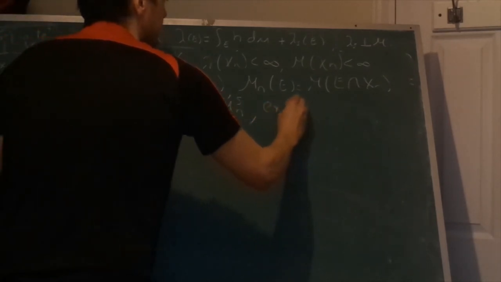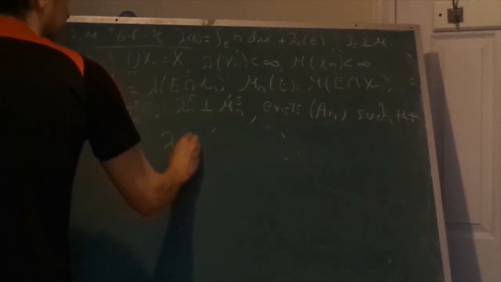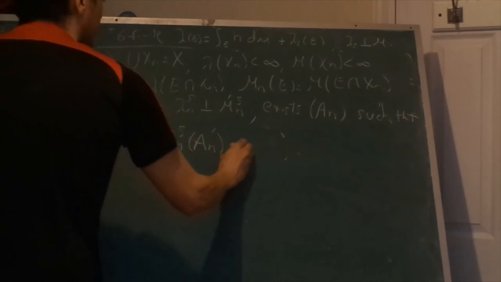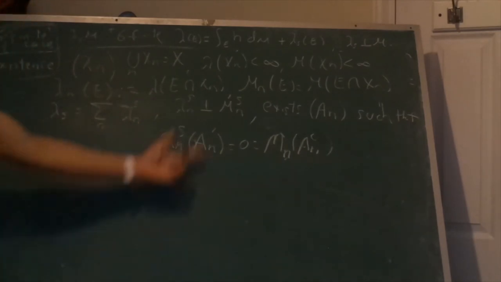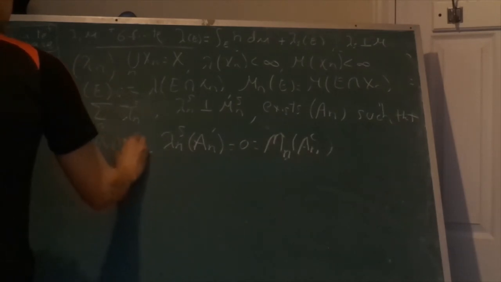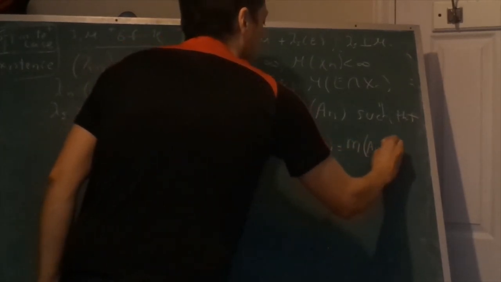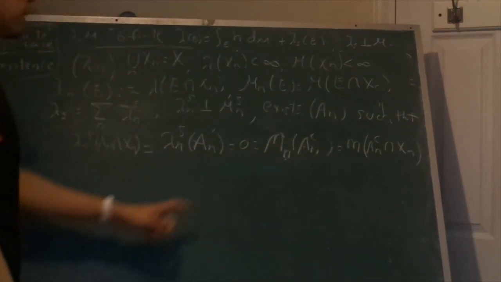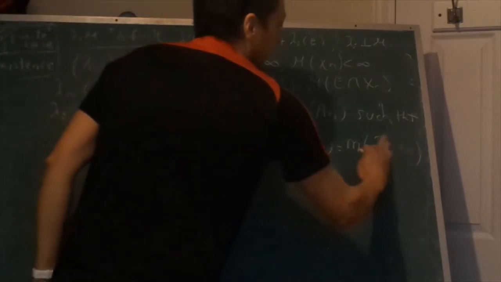So there exists a sequence An such that lambda n s of An equals 0 equals mu n of An complement. Okay, because these are mutually singular. This is the same as lambda n s of An intersected Xn. And this is the same as mu of An complement intersected Xn, because this is the way that we are defining this measure mu n. This is the same as Xn minus An.